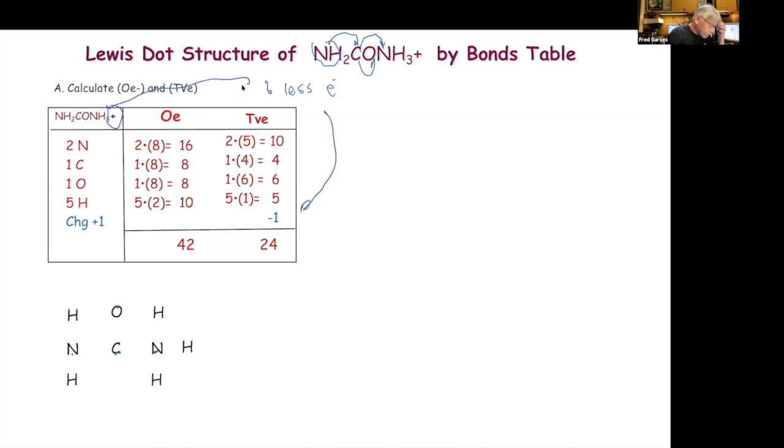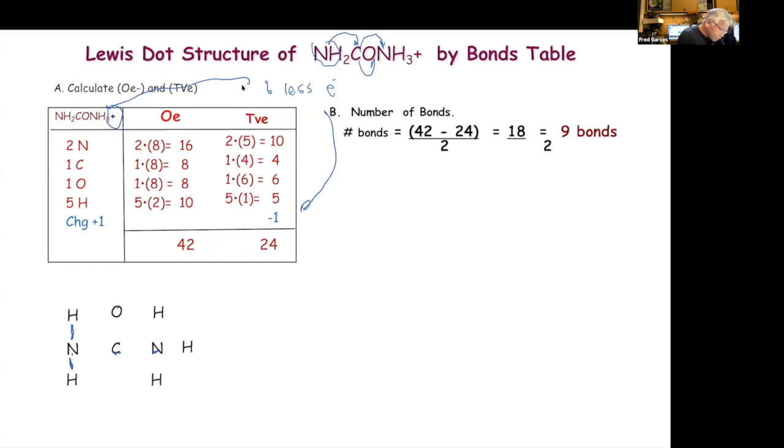Now you can see 42 and 24, that's a big number. And that tells you you have to commit 9 bonds to this compound, 9 bonds. And so how do we get 9 bonds? Let's take a look. These 2 are adjacent, so you have to draw a line there. That's 1 bond. 2 bonds, 3 bonds, 4 bonds, 5 bonds, 6 bonds, 7 bonds, 8 bonds. We need 1 more. Where do we place that 8th bond?